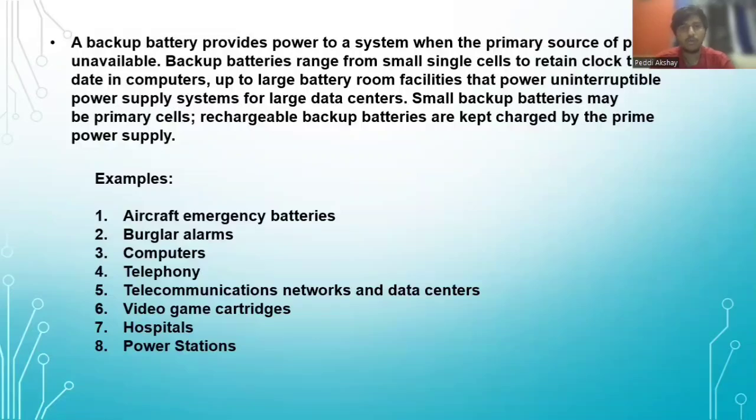When there is loss of primary power source, then the backup gets activated and the current is used from the backup battery. Backup batteries range from small single cells to retain clock time and date in computers, up to large battery room facilities that power uninterruptible power supply systems for large data centers. Small backup batteries may be primary cells. Rechargeable backup batteries are kept charged by the prime power supply.